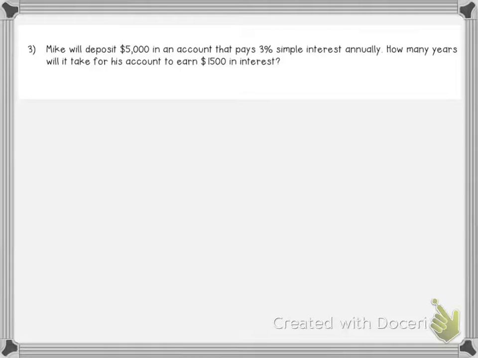Okay, so the last problem is a little different. Here we have Mike deposited 5,000. That's P. Into an account that pays 3% simple interest. That's your rate. Even though it says simple interest, that's the rate at which you're going to pay it. And then it says for how many years? So this one, we're actually looking for T.